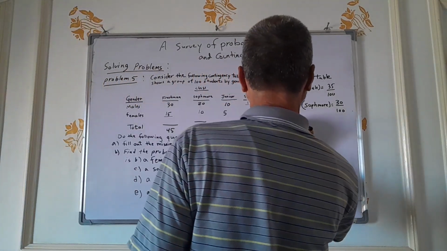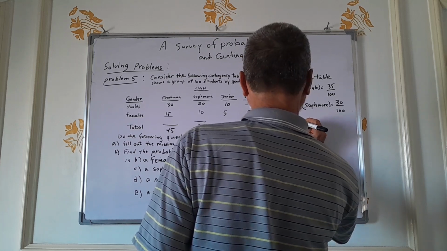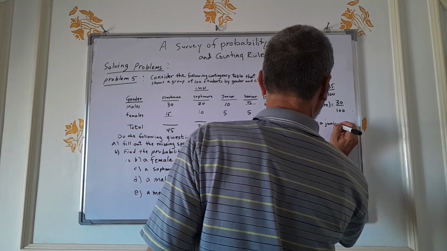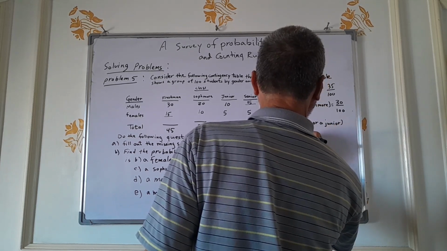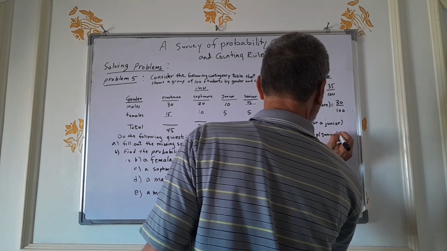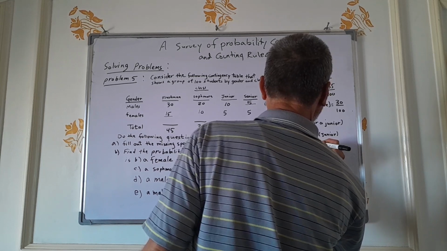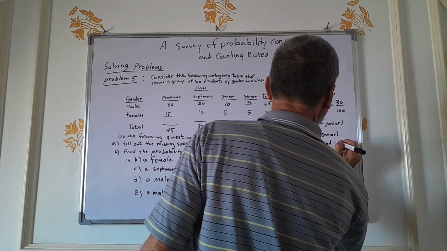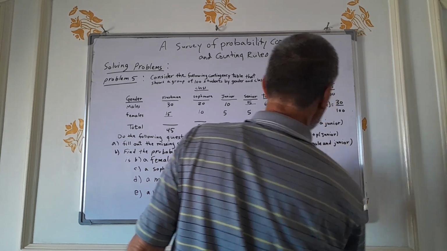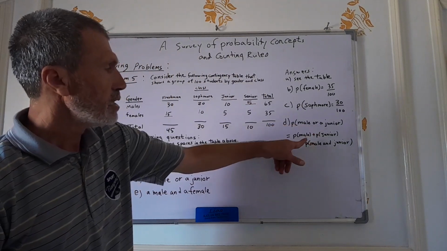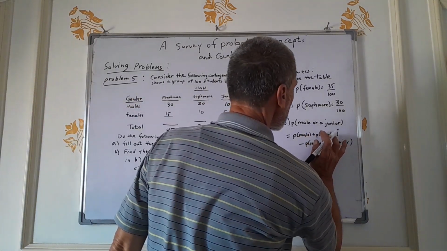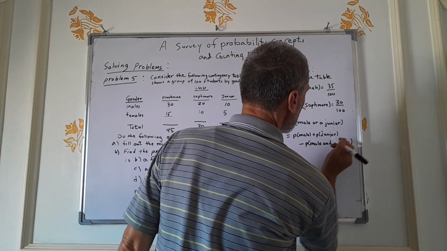So here, D, probability of male or a junior is equal to probability of male plus probability of junior minus probability of male and junior. Okay?